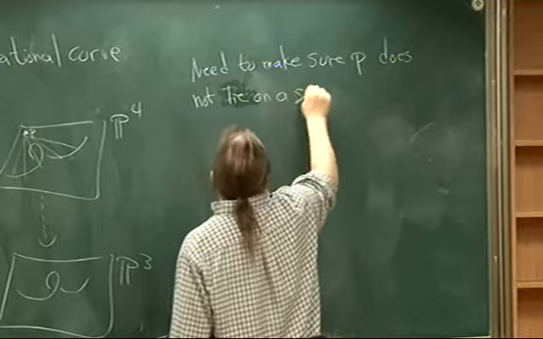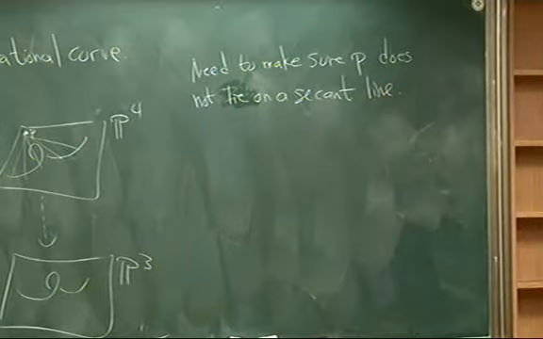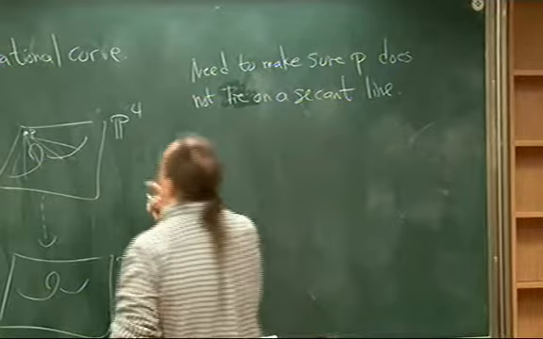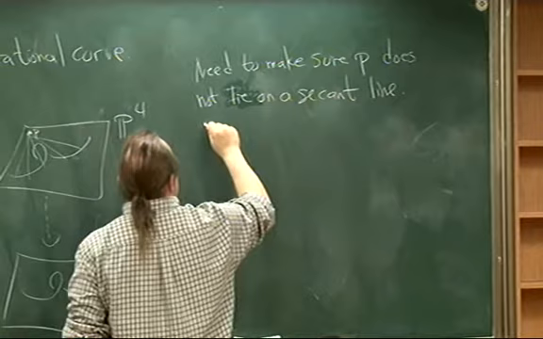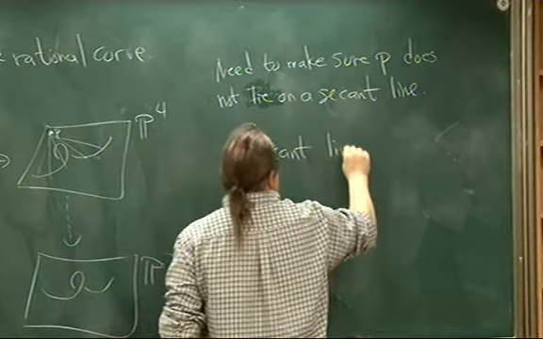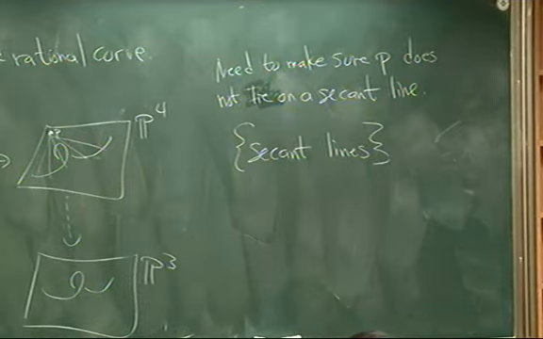On the secant line. The question is, can we do that? Well, let's think a minute. Let's consider the set of all secant lines. I don't have any better notation for now. We will in a little bit. We want to miss this set. Right? We want to make sure that there's some P that is not in that set.